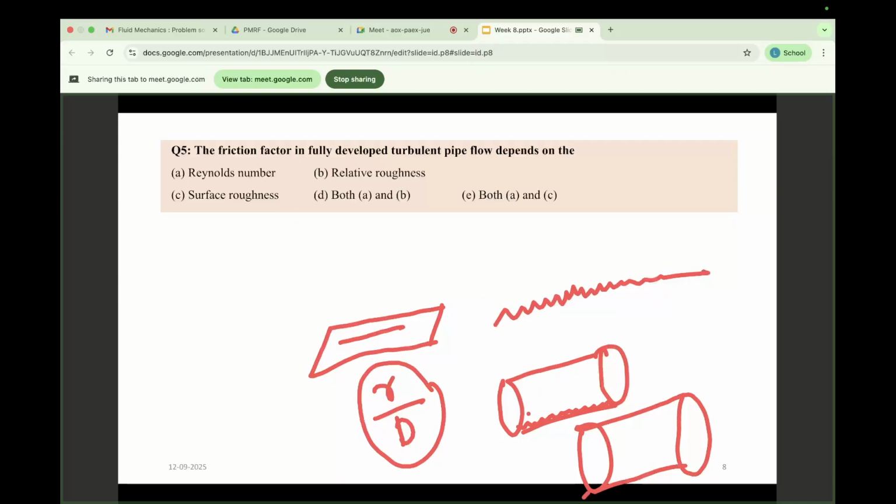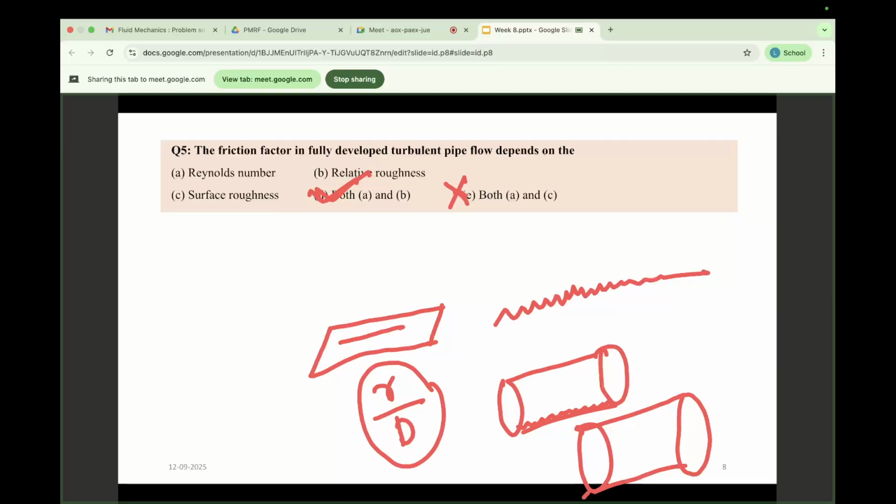Okay, so that's why the correct option is Reynolds number and relative roughness. So why is relative roughness used? Because if you increase the diameter of the tube, then in that case roughness will not directly play a vital role. There is a certain parameter, and that parameter is surface roughness. So the correct option is Reynolds number and relative roughness, which is option D. So this is your correct answer.